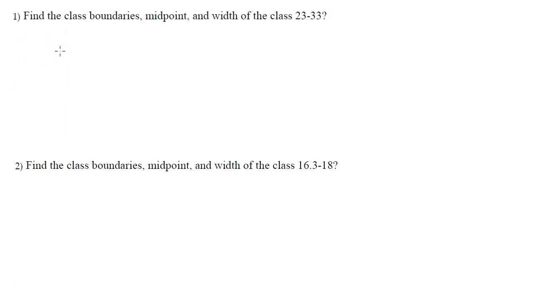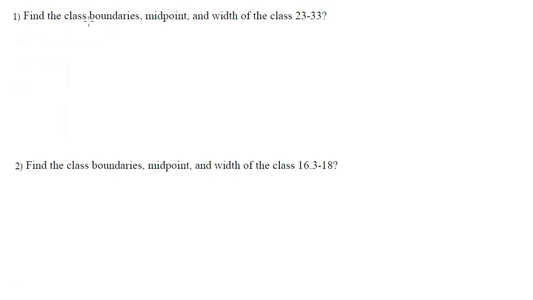Okay, so problems 1 and 2 we'll do in the same video. Find the class boundaries, midpoint, and width of the class from 23 to 33. So this is an interval, a class from a grouped frequency distribution. And if we're going through a set of values, we're choosing every value between 23 and 33. And we're creating tallies, we're getting frequencies, and we're calculating from there.